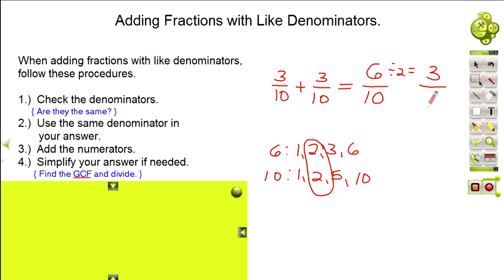6 divided by 2 is 3. 10 divided by 2 is 5. We have now completed our problem. 3/10 plus 3/10 equals 6/10. 6/10 is not simplified, so we find the greatest common factor and divide, and we get our simplified answer.